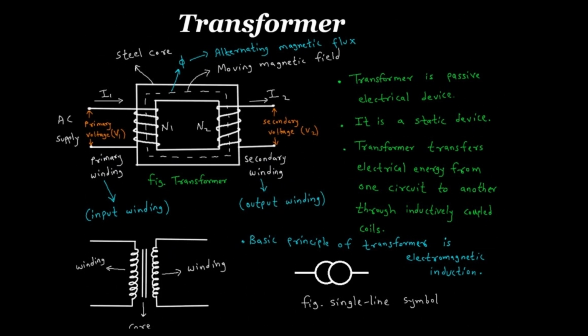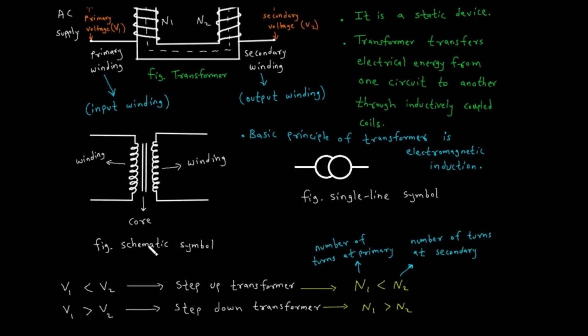Then next is schematic symbol. Now here we can see this represents winding, these two lines represent core, and again this represents secondary winding. So this is the schematic symbol for transformer. Then single line symbol. So this is the single line symbol of transformer. Basic principle of transformer is electromagnetic induction. So basically transformer works on the principle of electromagnetic induction.